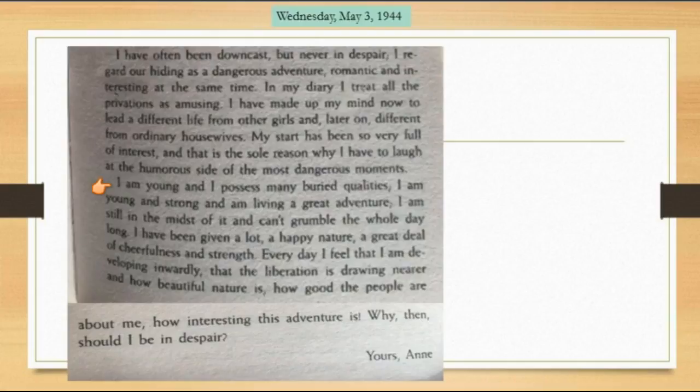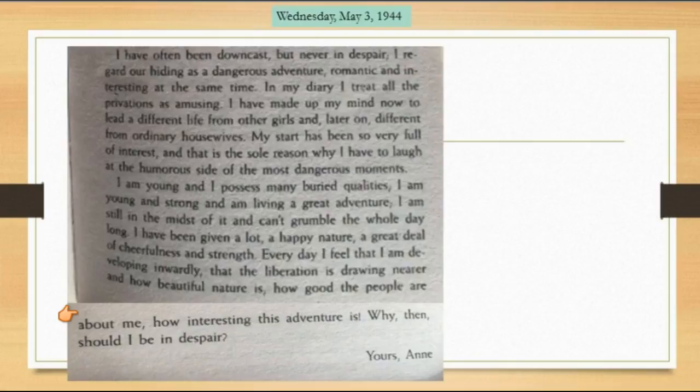I am young and I possess many buried qualities. I am young and strong and I'm living a great adventure. I'm still in the midst of it and can't grumble the whole day long. I have been given a lot, a happy nature, a great deal of cheerfulness and strength. Every day I feel that I am developing inwardly, that the liberation is drawing nearer, and how beautiful nature is, how good the people are about me, how interesting this adventure is. Why then should I be in despair? Yours, Anne.